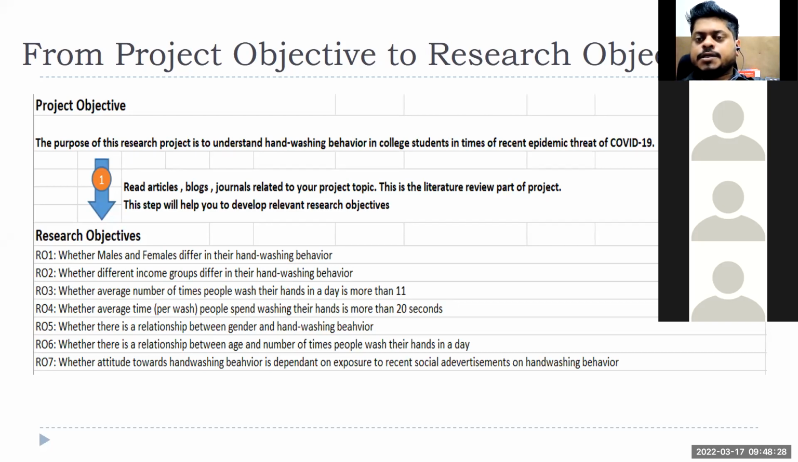Because not necessarily all the information will be available on the internet, right? So have a discussion with whoever is your corporate mentor, the manager whom you are reporting to. If he or she doesn't have time to discuss that with you, at least discuss with your faculty mentor. Sir, or madam, I want to carry out this kind of research. Which are some of the research objectives I can look into, right?